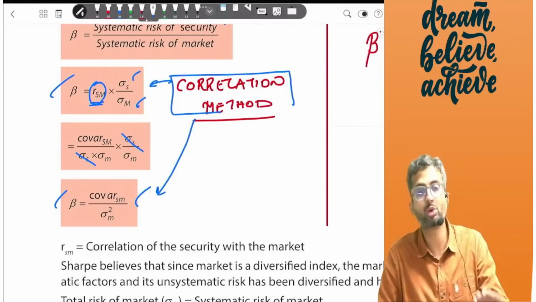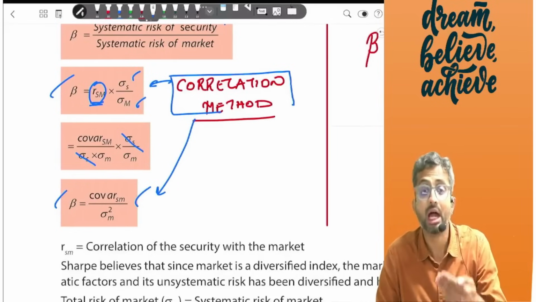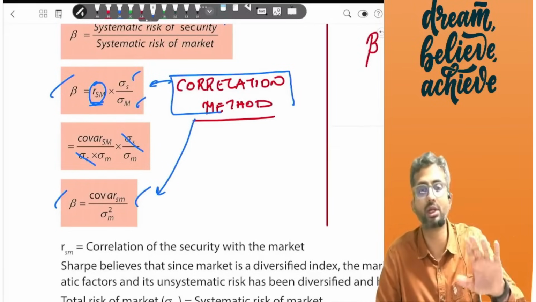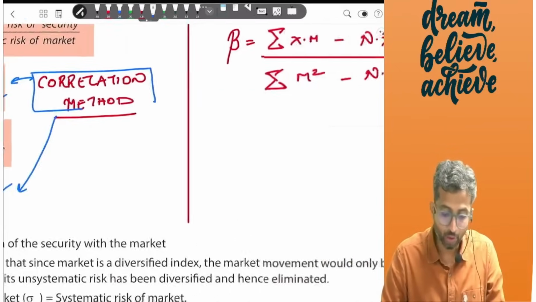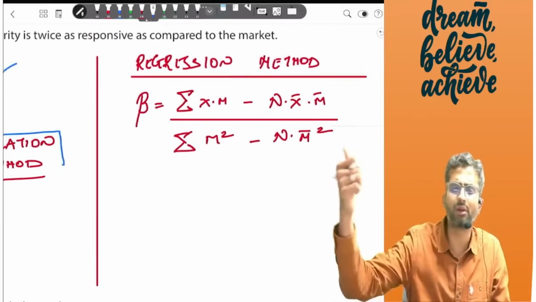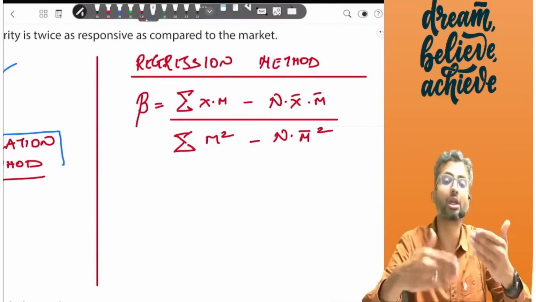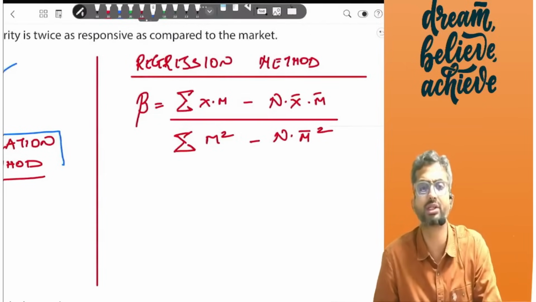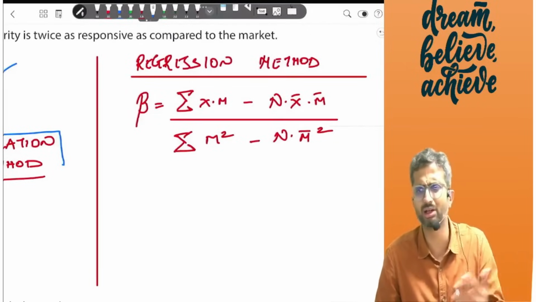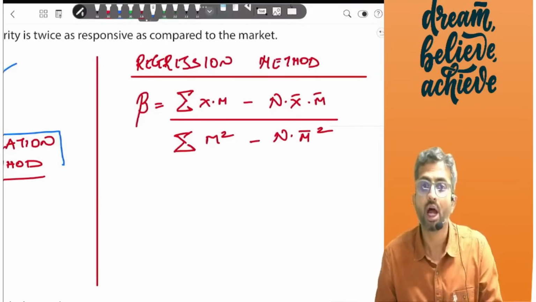So in the exam, which one should you do? Whichever you are more comfortable with. There's no way in which you can predict the formula that the institute is going to take. The second formula is the regression formula. We have also uploaded a video called alternative method to calculate beta for this particular concept, I think a year or two back. So over here, what do we say?